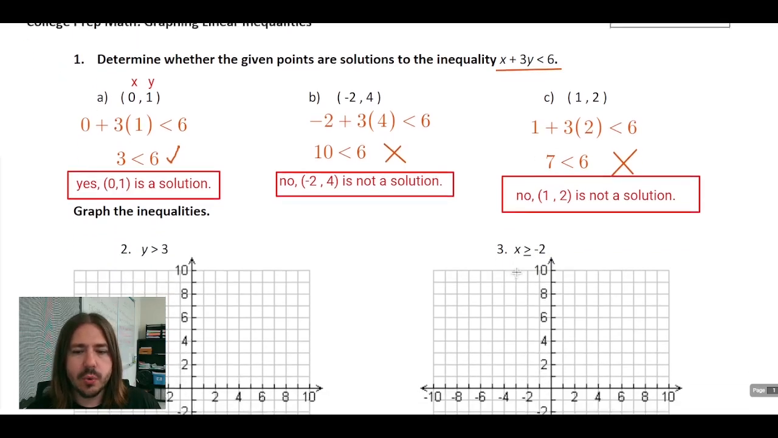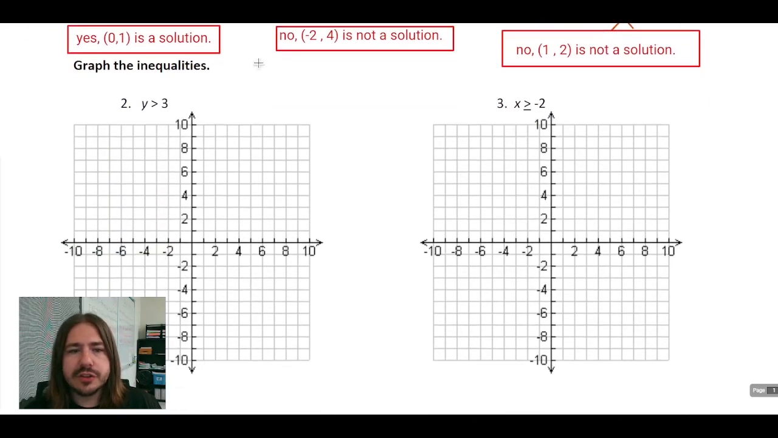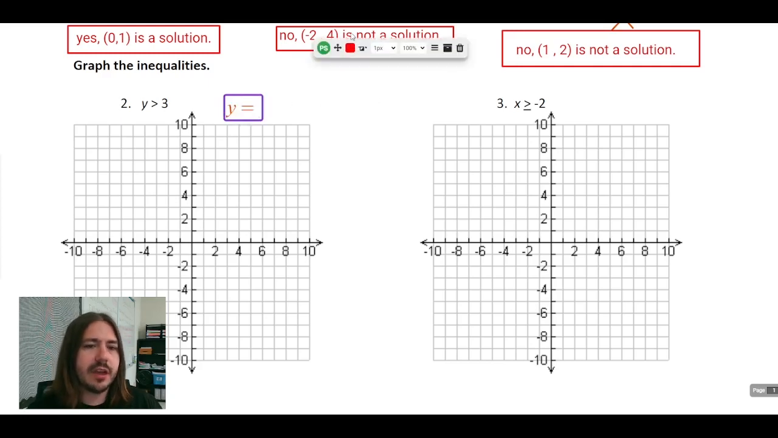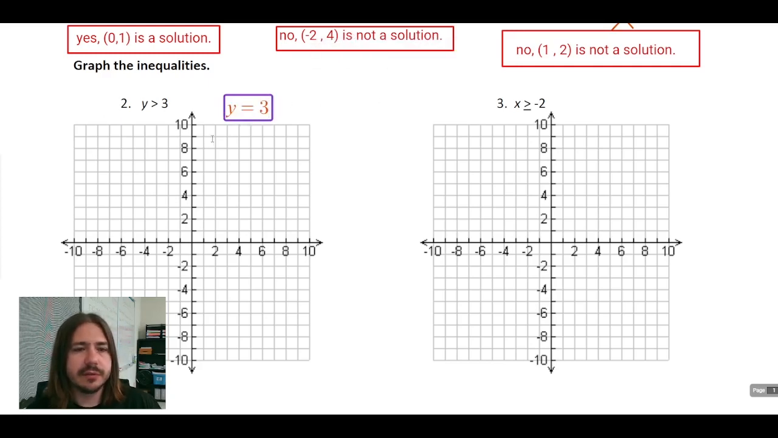It says graph the inequalities. So these first two are just one variable inequalities, and you can actually get away with graphing these on a number line, but since we have the Cartesian plane here, let's go ahead and show you how that works. If I'm going to graph y is greater than 3, what I want to be thinking about is, where is y equal to 3? What does this graph look like? Because I'm going to graph that line and then use the inequality to decide where to shade.